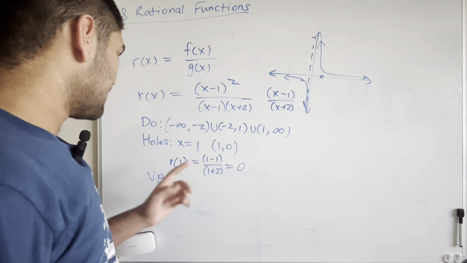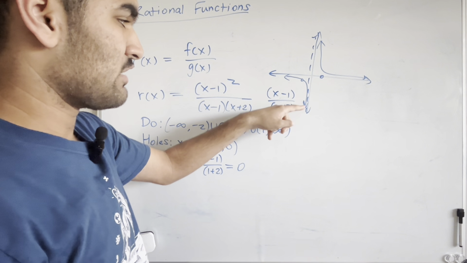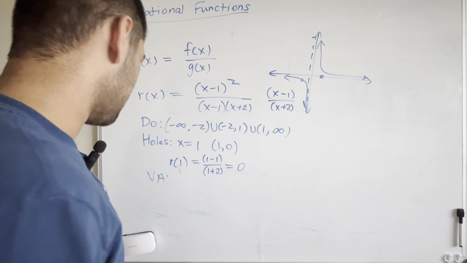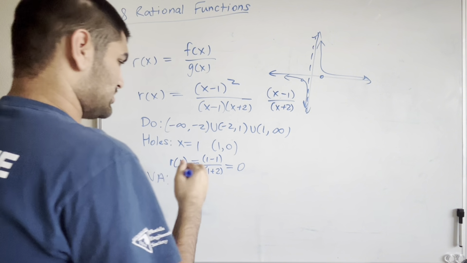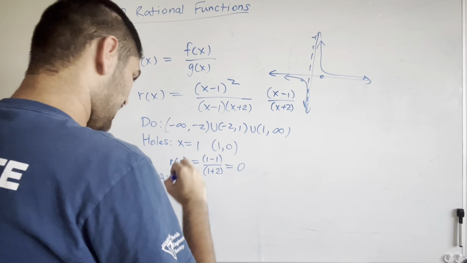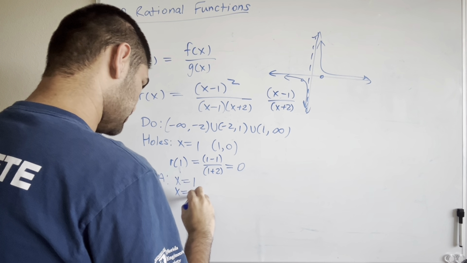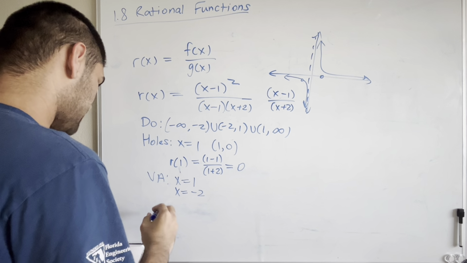A very important thing about vertical asymptotes is that the graph can never cross it. It can approach, it can get really, really close to it, but it can never cross the vertical asymptote. The way you find them is you just set the denominator equal to 0 and find the x value. So in this case, our vertical asymptotes are at x equals 1 and at x equals negative 2.